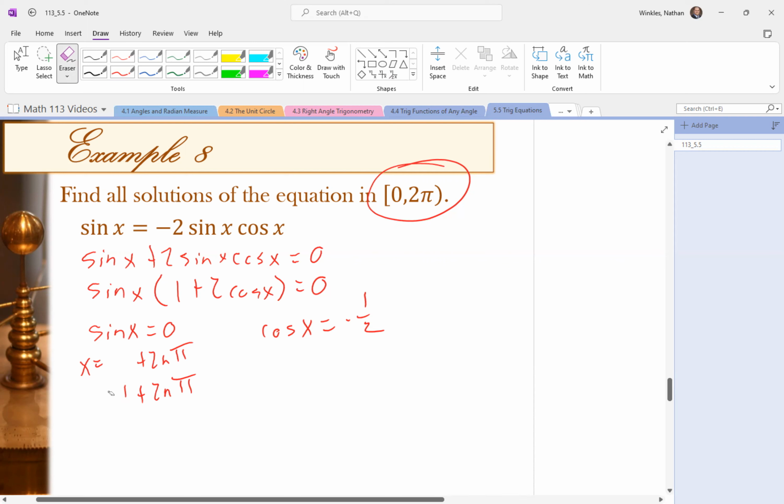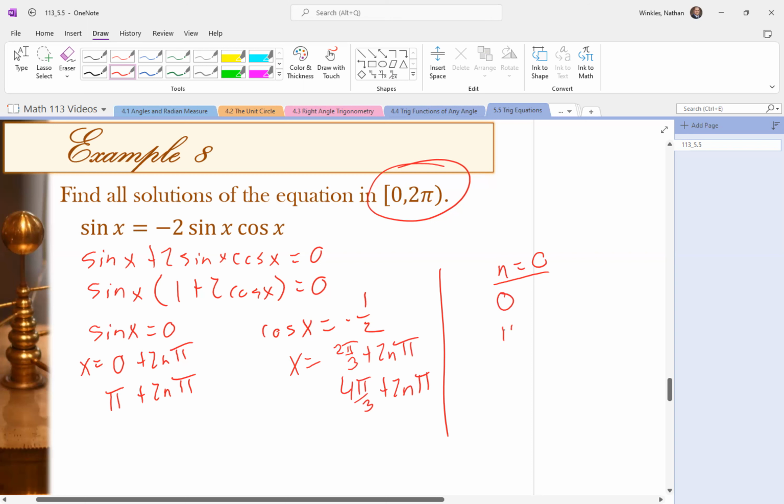That's not right. Sine of x equals 0 at 0 and pi. Sorry about that. Cosine of x equals -1/2. So that means x equals 2 pi over 3 plus 2 pi n and 4 pi over 3 plus 2 pi n. So when n equals 0, we have 0, pi, 2 pi over 3, and 4 pi over 3.